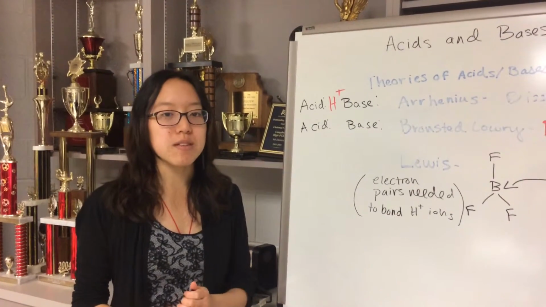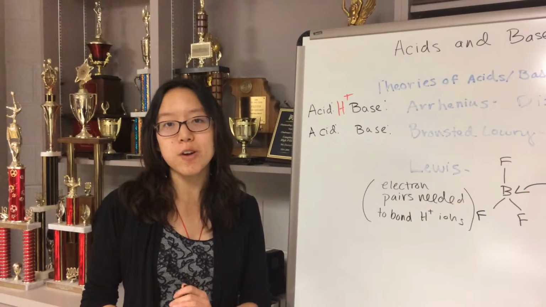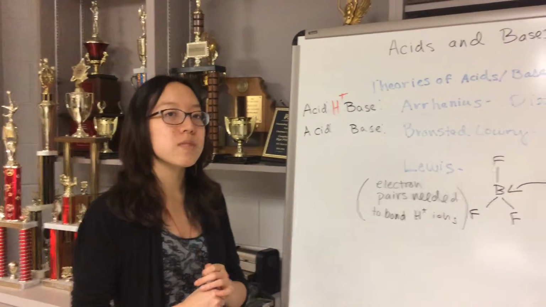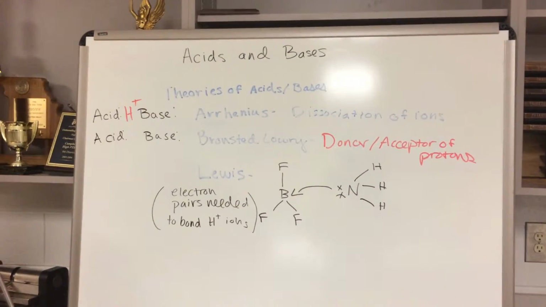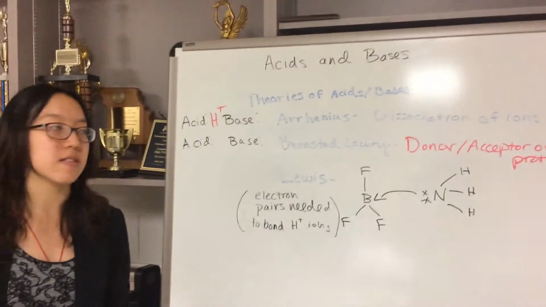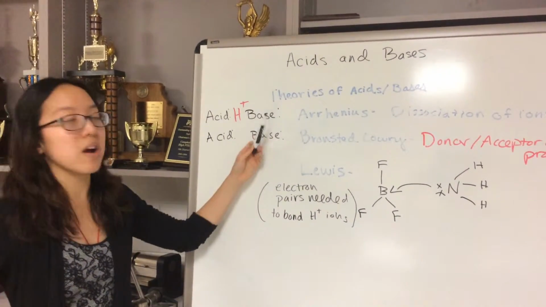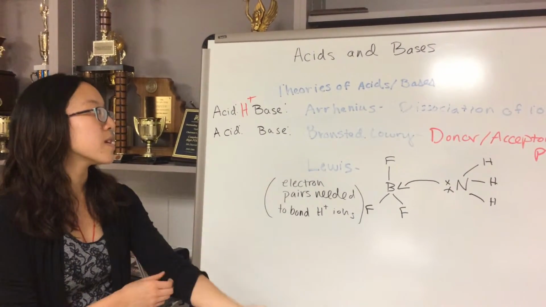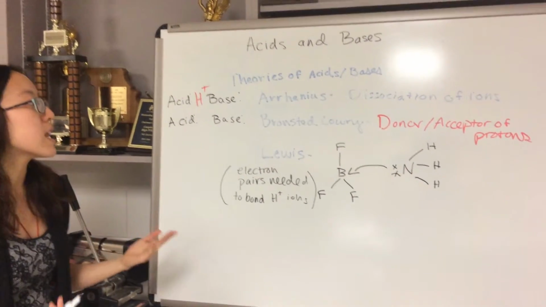Our acids and bases unit is based on 4 different standards that I will be going over in these videos. First, standard 8.1 is focused on the theories of acids and bases. As you can see, we have 3 different theories: the Arrhenius, the Bronsted-Lowry, and the Lewis theory. The very first one developed by scientists was the Arrhenius.